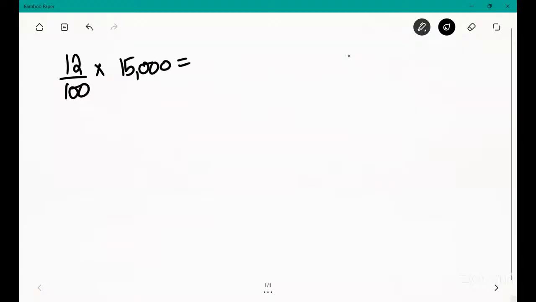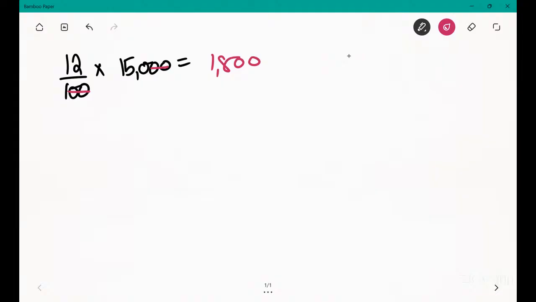They have given us the percentage and the value. So 12 over 100 into 15,000. Here you can simplify. You can cancel these zeros. And 12 into 15 gives you 1,800. So he has to pay 1,800 as annual rates.